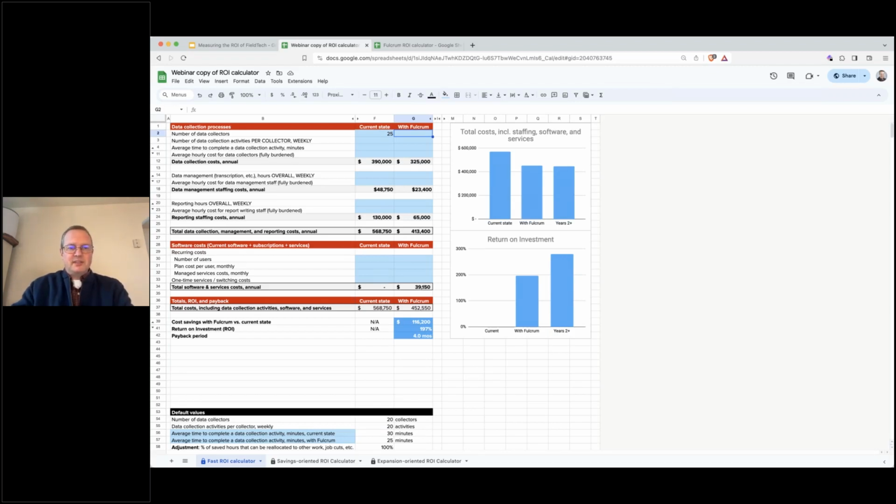With Fulcrum, we want to keep it the same number, 25 data collectors. Now, how many activities? What I want to know, and I'm sorry, let me give you a little bit of context here first. I'm going to walk through the data collection process first. Just how many boots on the ground do I have doing the data collection out in the field? And then how many people do I have working on data management in the background?